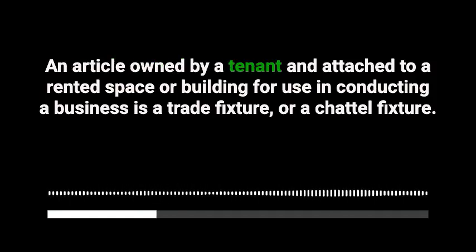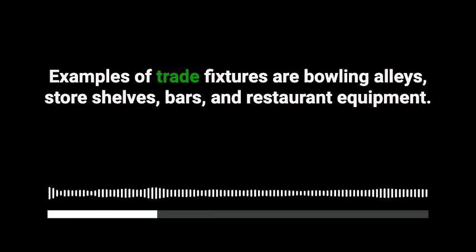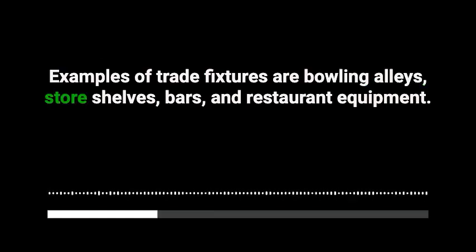Activity. Answer. In this case, the new shed is a fixture and should have remained on the property because it was not expressly excluded from the contract. Trade fixtures. An article owned by a tenant and attached to a rented space or building for use in conducting a business is a trade fixture or a chattel fixture. Examples of trade fixtures are bowling alleys, store shelves, bars, and restaurant equipment.